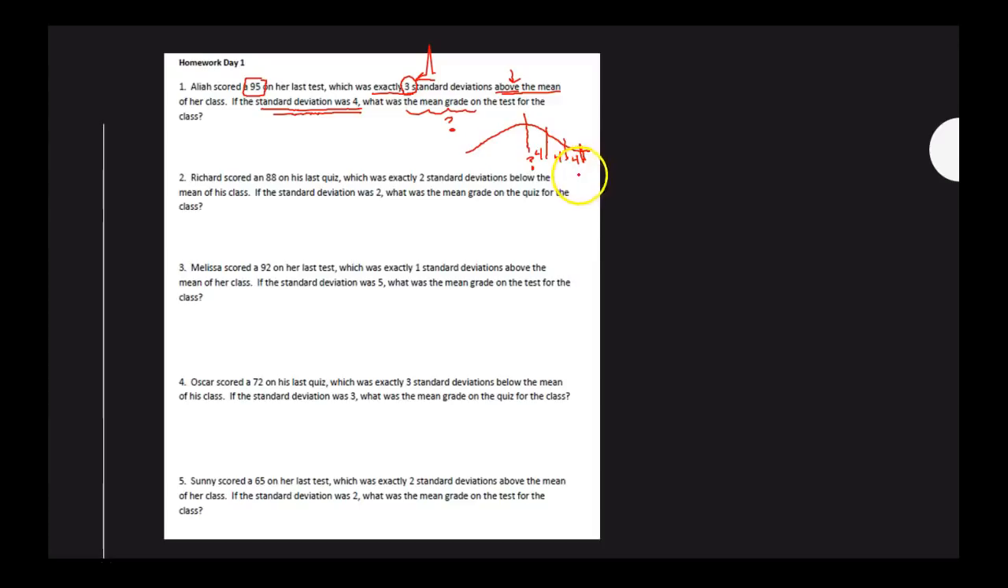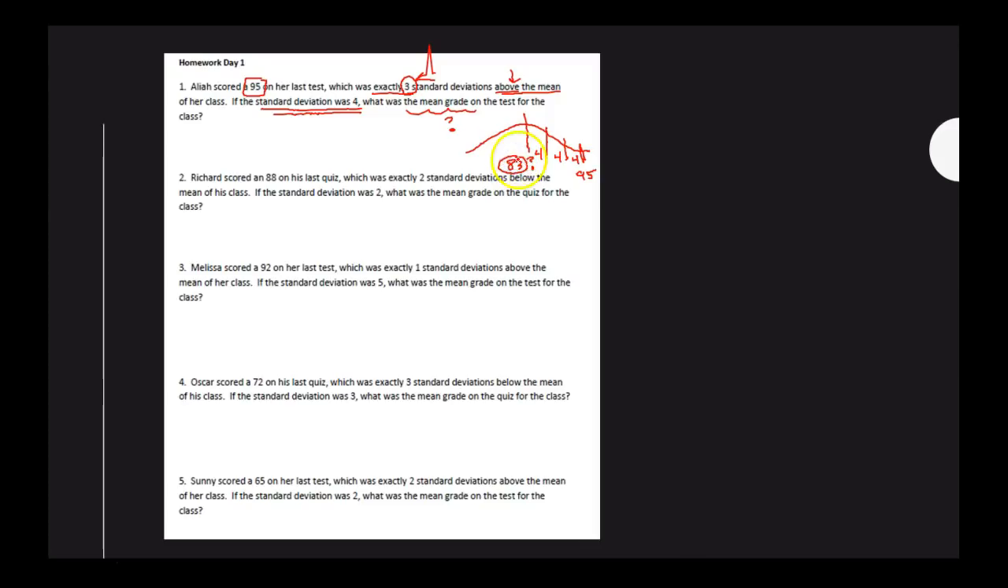And her score was a 95. So in order to find out what the mean was, we'll have to go backward 4. When you added 4 and 4 and 4, you got to 95. So we'll take 95 and we'll minus 4, minus 4, minus 4. Or in other words, minus 12. So what is that mean going to be? Hopefully you said 83. 83 would be the mean.